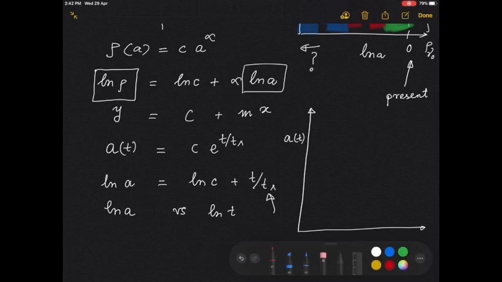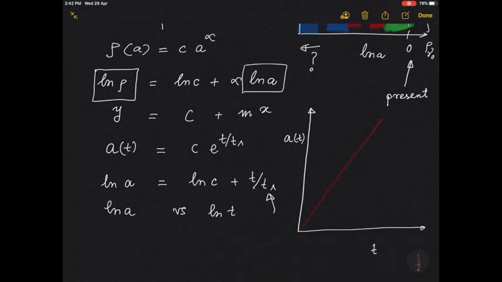So, I will use these colors. It's matter dominated. Matter dominated, I use red. The matter dominated has a higher slope. So, this will look like this.